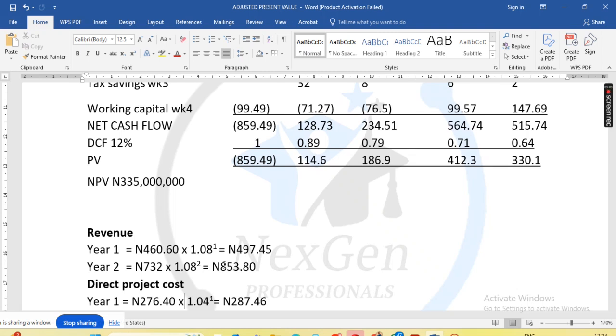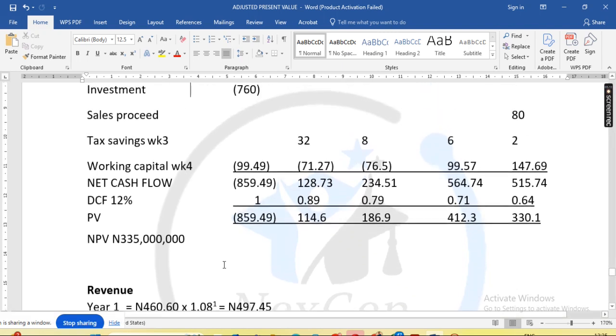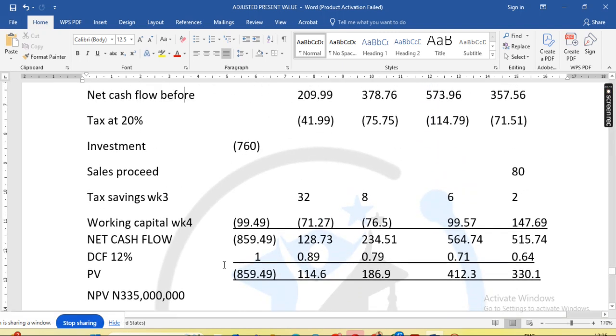Please, others should confirm. Some of the figures are not correct. Let's quickly correct it. From this plot, is it this one? The DCF, the PV. Which one of them, please? Year two is 185. That DCF is not correct, but I'm using the DCF to multiply.